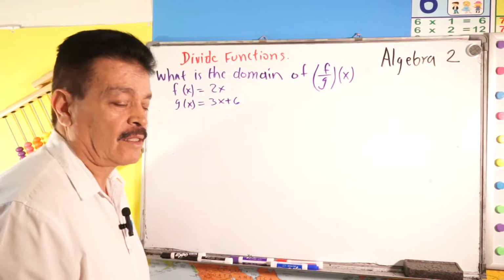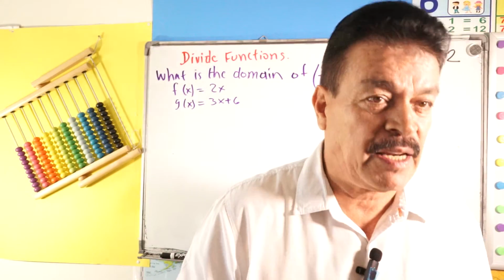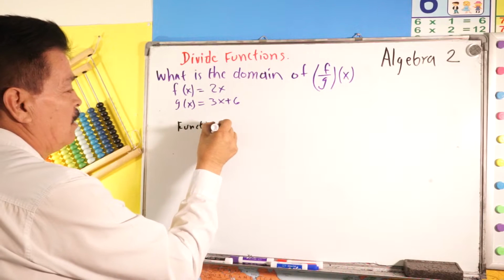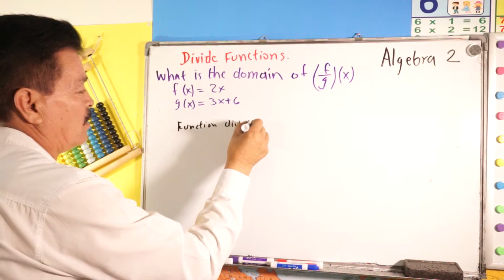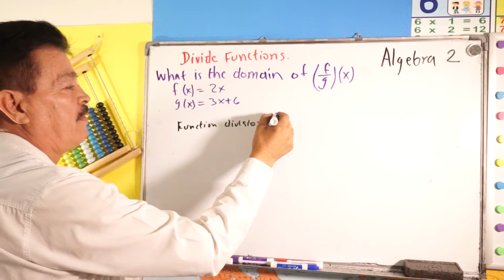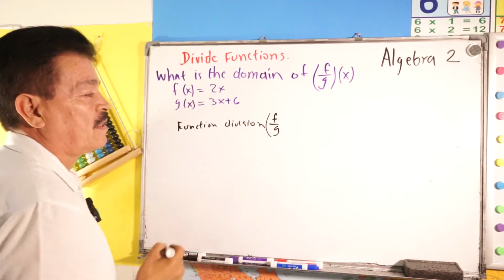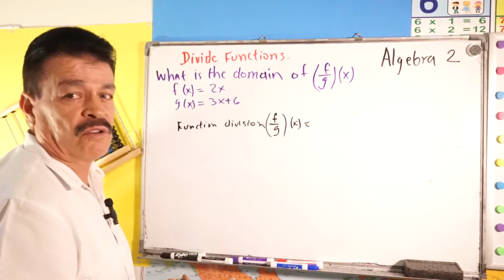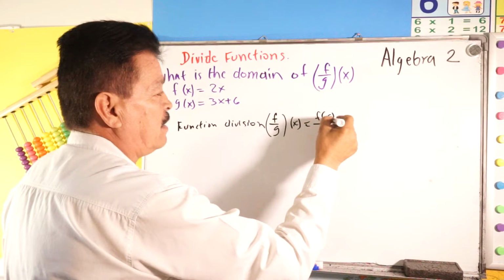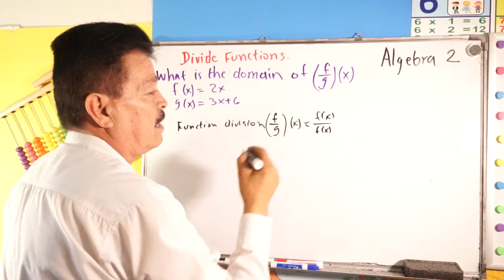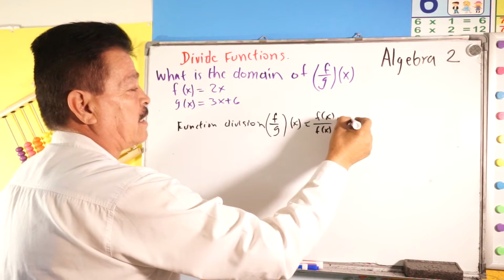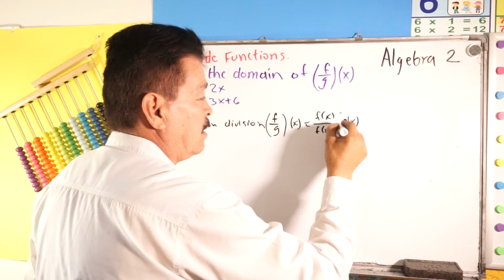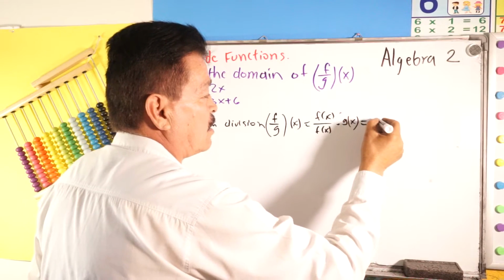As always, I will remind you of the main idea of our class: function division. f divided by g of x equals f of x divided by g of x, where we have to multiply by g(x).